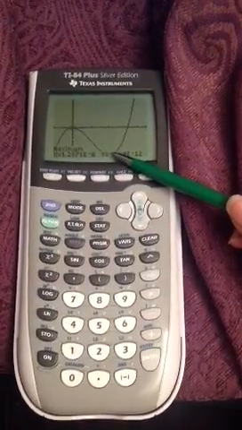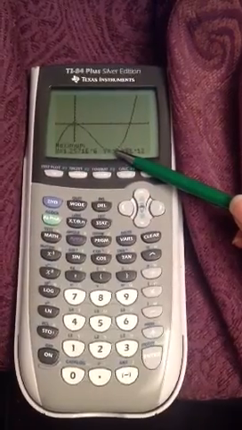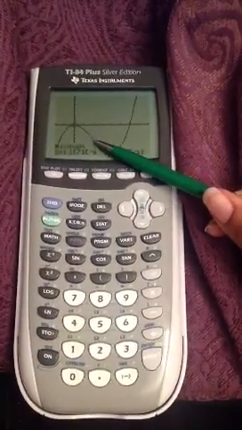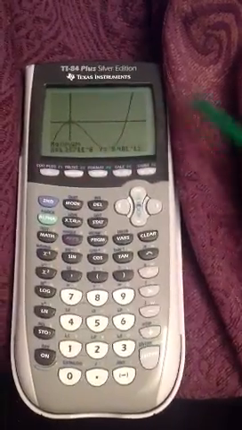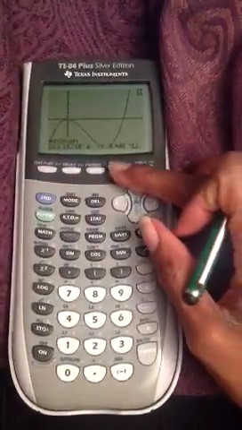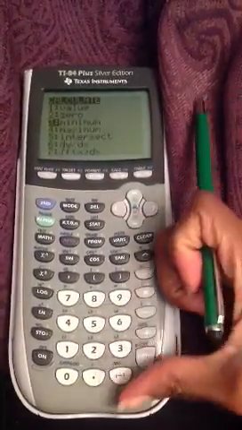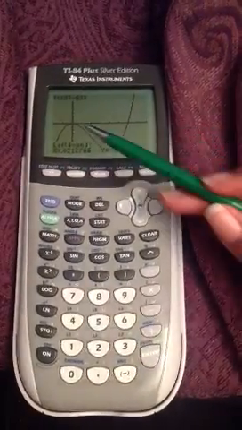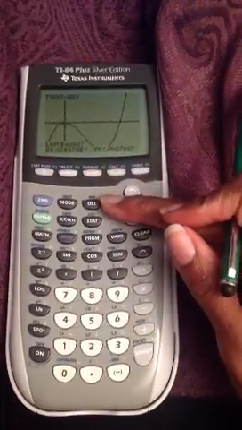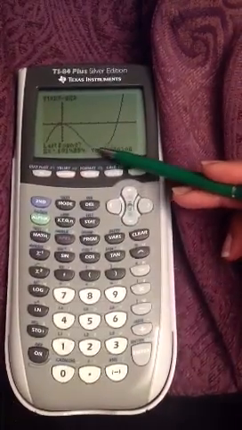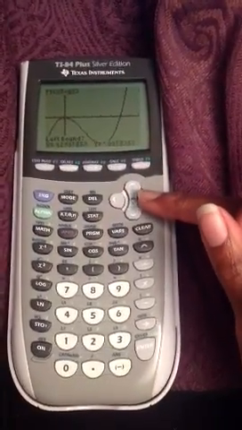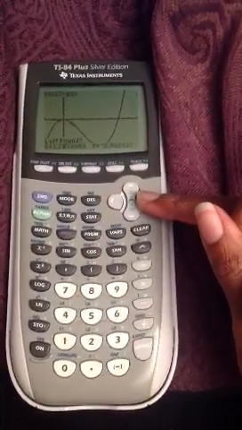Our other local extrema is down here, and that's going to be our local minimum. And it's a local minimum because it's at the bottom of a curve. And we're going to do the same thing. We're going to go to calculate. We're going to do minimum, and we're going to press enter. Left bound, go to the left hand side using these arrow keys. And I'm trying to get over here. So I could press there, but I want to get a little closer.